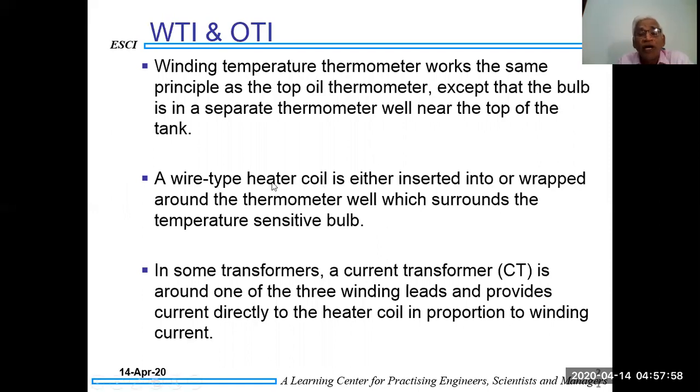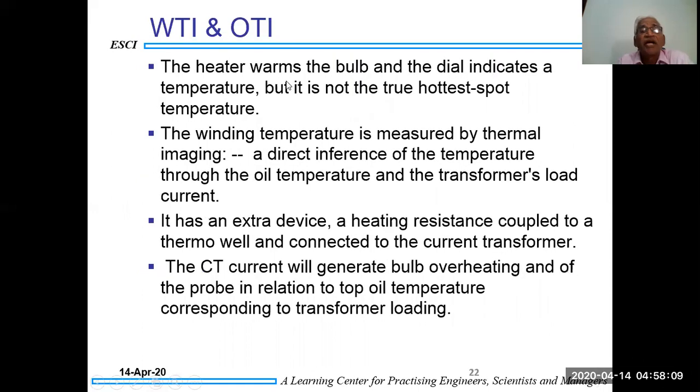A wire type heater coil is either inserted into or wrapped around the thermometer well, which surrounds the temperature sensitive bulb. The heater warms the bulb, and the dial indicates a temperature, but it is not the true hottest spot temperature. Right? It will not give the hottest temperature; it gives the overall average temperature of the winding.